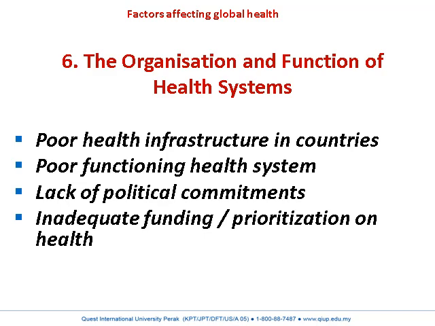Now we will go to the next determinant of health. The next factor which can affect global health is the organization and function of health systems. Poor health infrastructure in many countries. Many countries are facing a lot of conflicts, wars, and other unstable conditions. It can lead to poor health infrastructure and poor functioning of health systems.